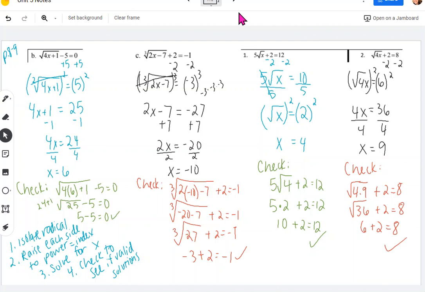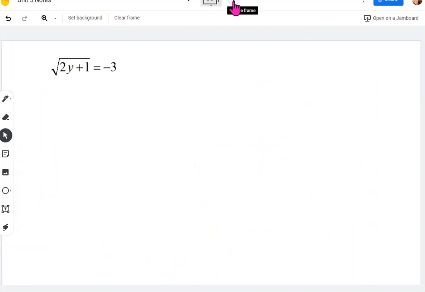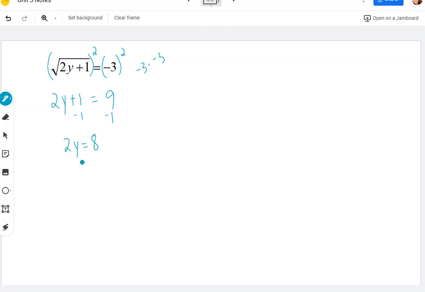Awesome. I'm going to have us do one more problem. So solving this, I notice my radical's already isolated, so I'm going to start by squaring each side because the index here is 2. I get 2y plus 1. Negative 3 squared, be careful with the negative, it's negative 3 times negative 3, which is positive 9. So then when we keep working, we will find that y equals 4.